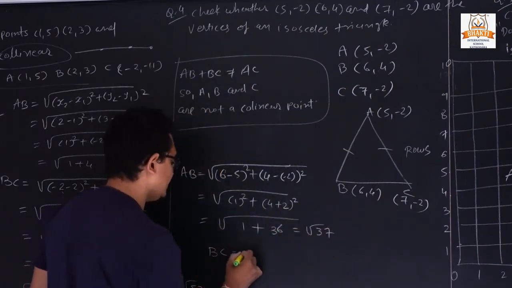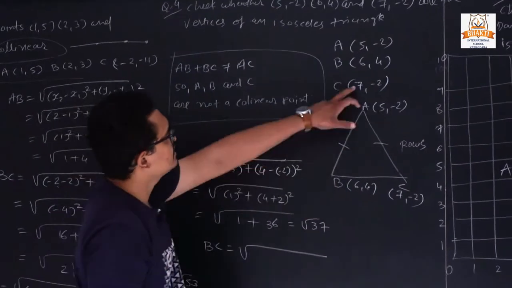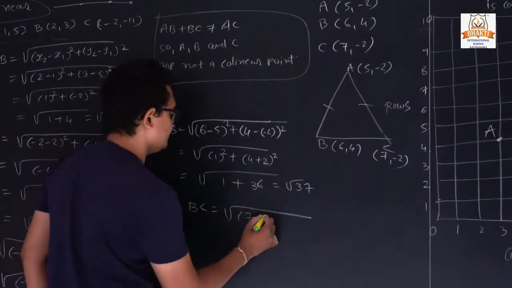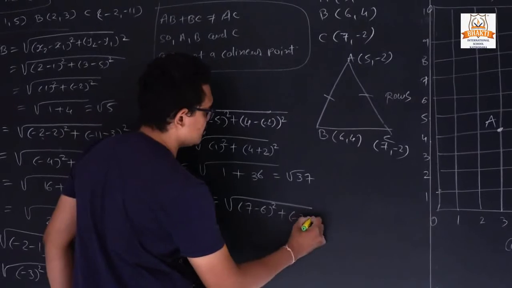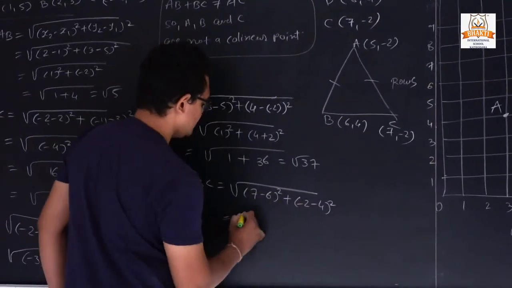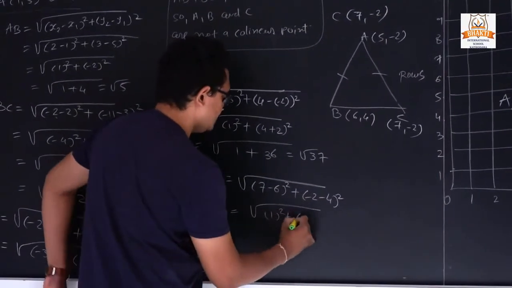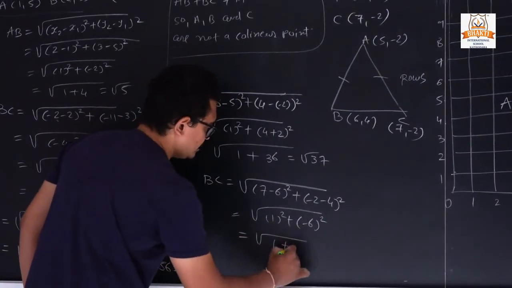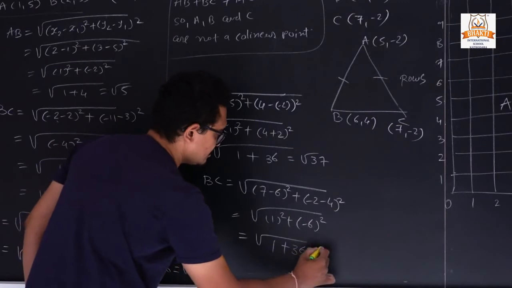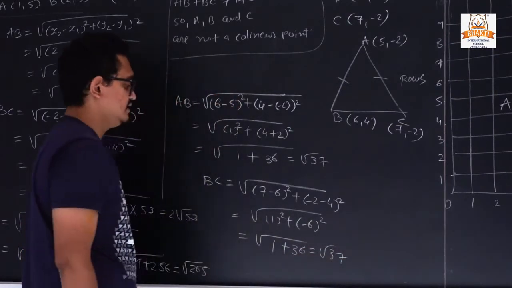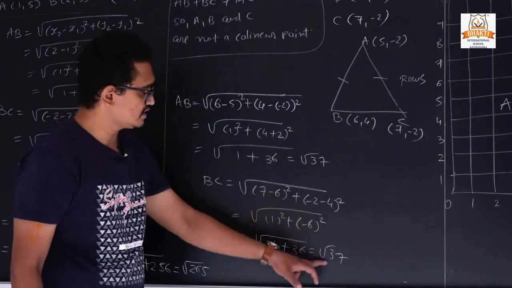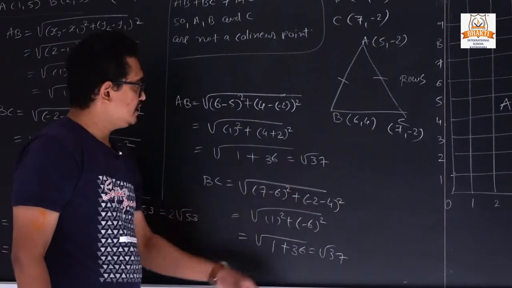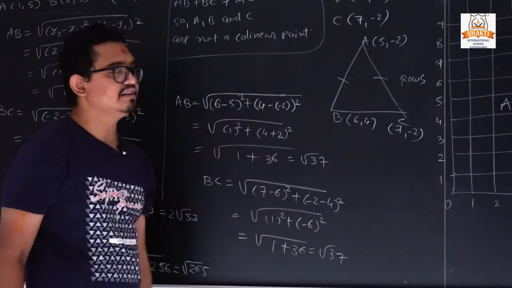Similarly we can also find out BC. (7 minus 6) all square plus (minus 2 minus 4) all square. So 1 square plus minus 6 all square. So 1 square is 1 and 6 square is 36. So answer it is root 37. So see that these both are same. AB and BC both answer will be same.